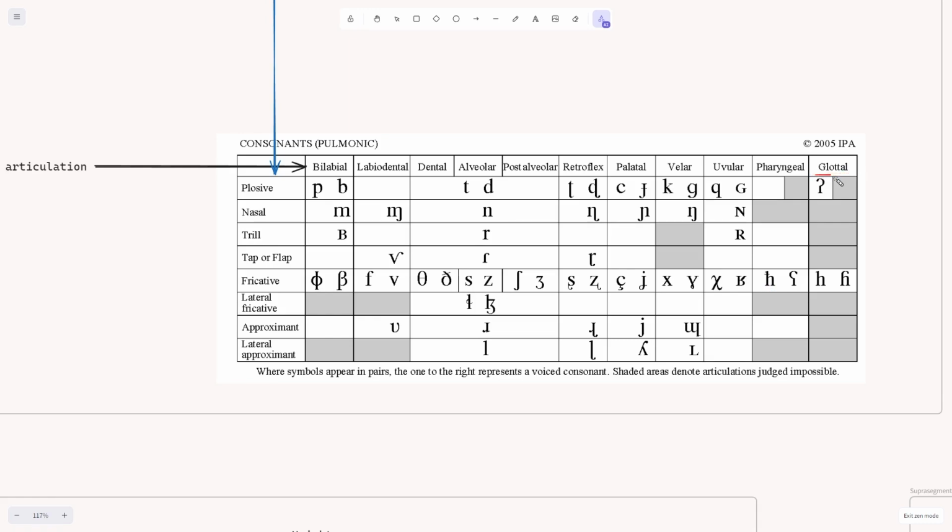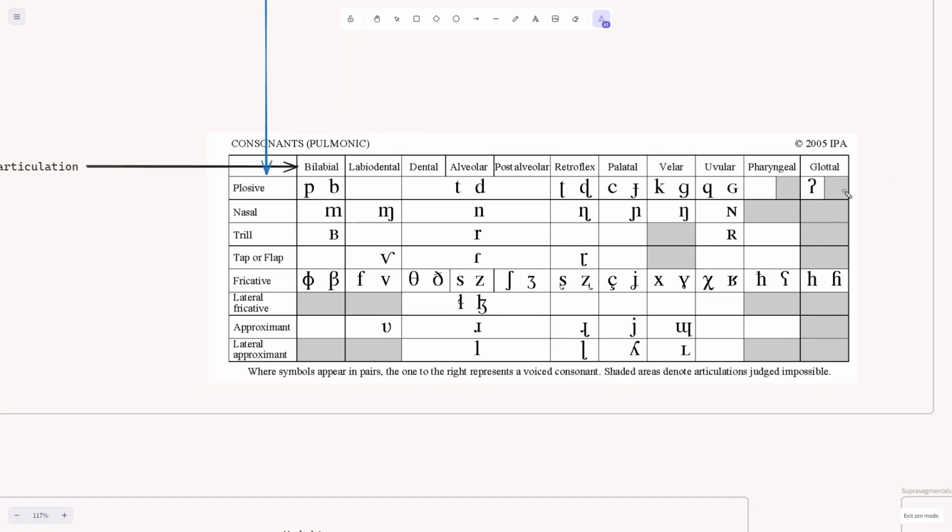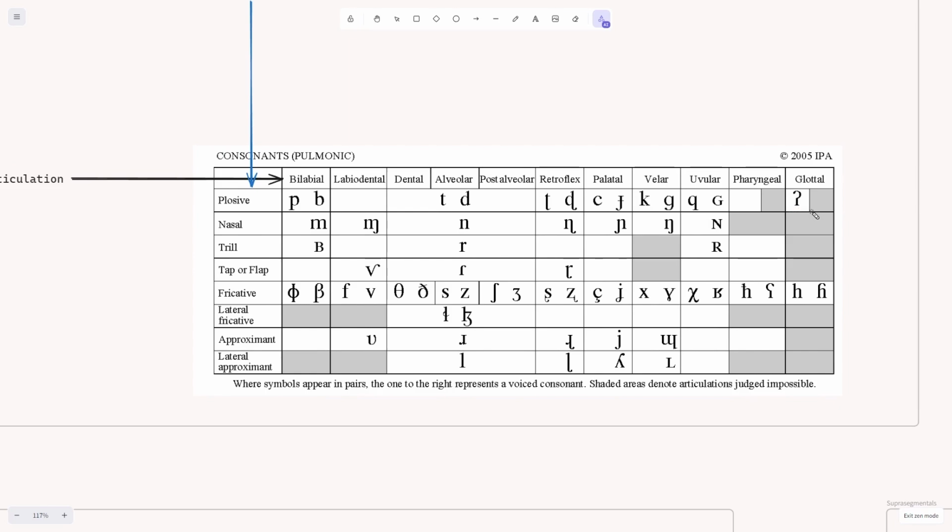Glottal describes consonants where the glottis is used as the primary articulator. So this, for example, includes ha, or the glottal stop, which is used, for example, when you say uh-oh. That in the middle, the uh-oh, that is the glottal stop.